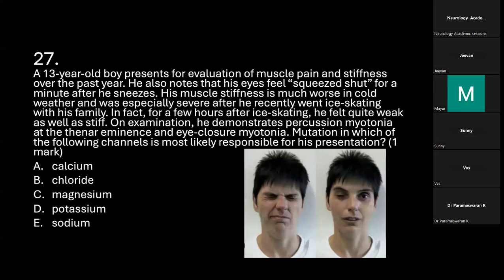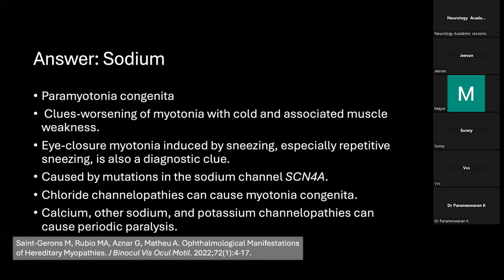Question number 27, a 13-year-old boy with generalized muscle pain and stiffness, as well as a feeling of eyes being squeezed shut after sneezing, with worsening after cold exposure, and demonstration of percussion myotonia and eye closure myotonia on examination. The condition is paramyotonia congenita, and the mutation must be in a sodium channel. The clues were worsening of myotonia with cold and associated muscle weakness, and eye closure myotonia induced by sneezing, especially repetitive sneezing.